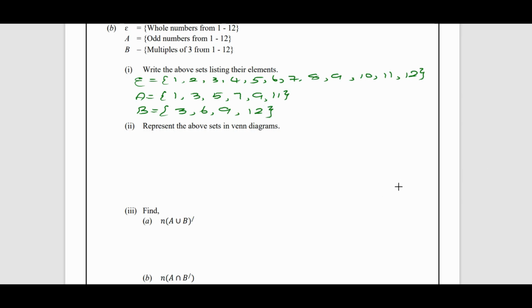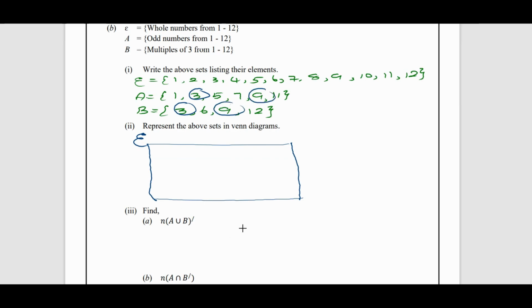Part 2, represent the above sets in Venn diagrams. Let's represent the universal set as a rectangle. We can clearly see there are common elements. Here we have 3 and 3, and here we have 9 and 9. Therefore, those two sets A and B are intersecting each other. This should be set A. This should be set B.